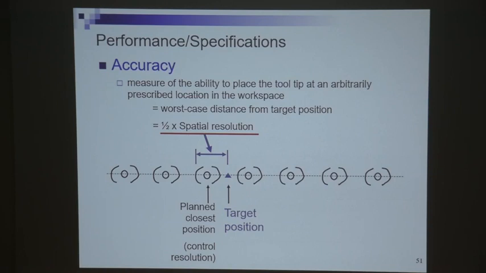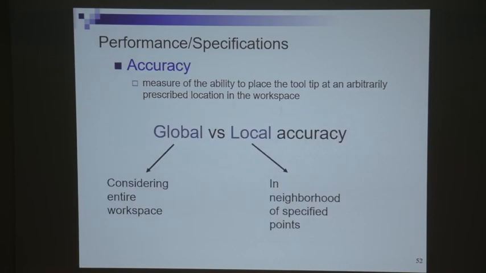When you look at a robot manipulator, you need to know all this performance. When you want to specify your robot for your specific application, you need to know all these things. Accuracy is essentially the measure of the ability to place a tooltip at an arbitrarily prescribed location in the workspace. There are two kinds of accuracy: global accuracy and local accuracy. For global accuracy, you consider the entire workspace. For local accuracy, you only consider the neighboring specified points.